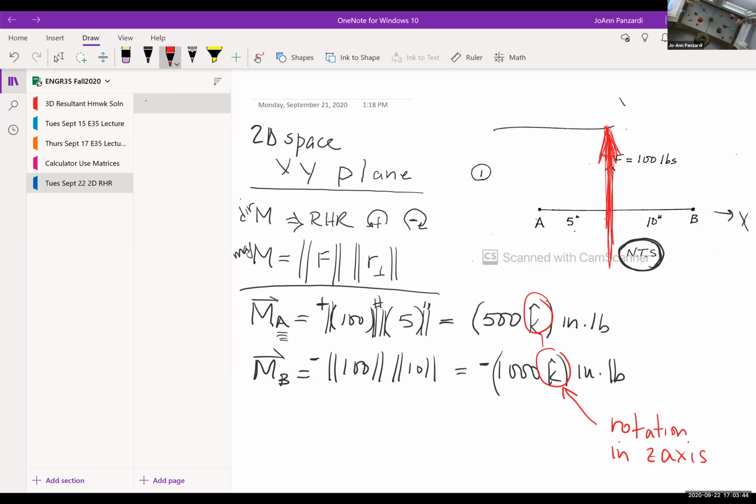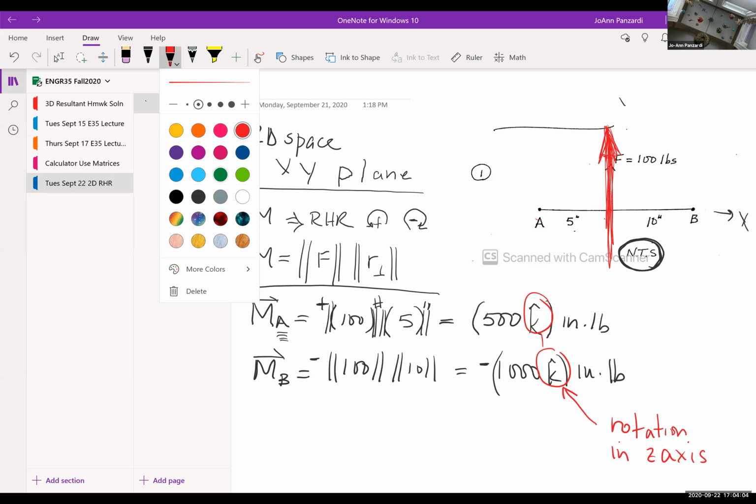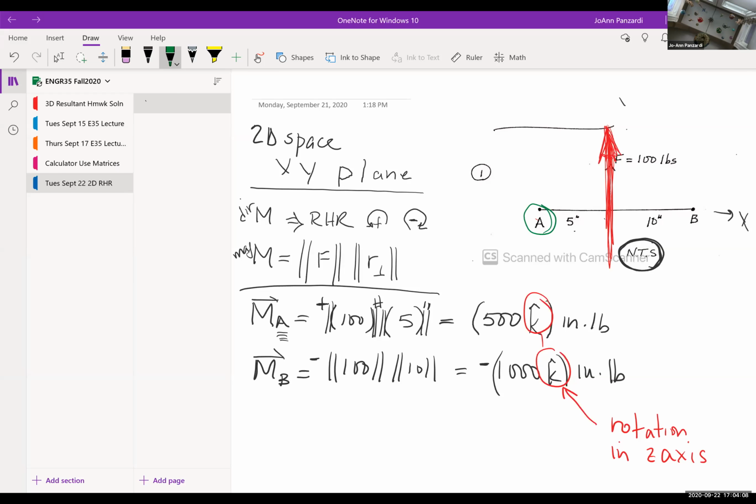There was a lot more confusion than I had anticipated. So, to calculate the moments using the right-hand rule, you have the magnitude of the force times the magnitude of the perpendicular distance. When I'm trying to find the moment about point A, this is my moment about A.